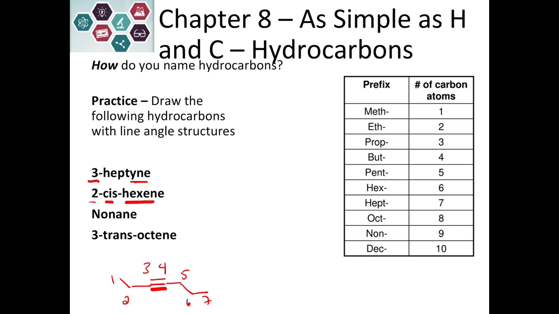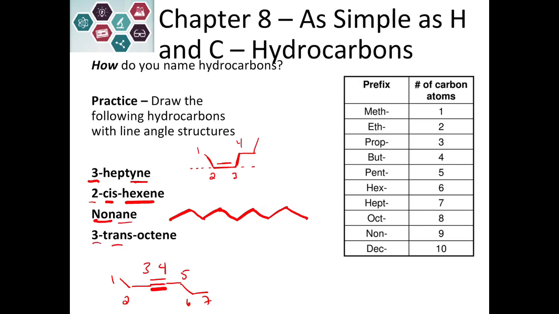So cis, I always like to start with the double bond as well, so that I can make sure my 2 groups are coming off of the same side. So if this is carbon 2, 3, this was 1, this is 4, 5, 6 to make it a hex. Nonane, non is 9, A-N-E is single bond, so 1, 2, 3, 4, 5, 6, 7, 8, 9.